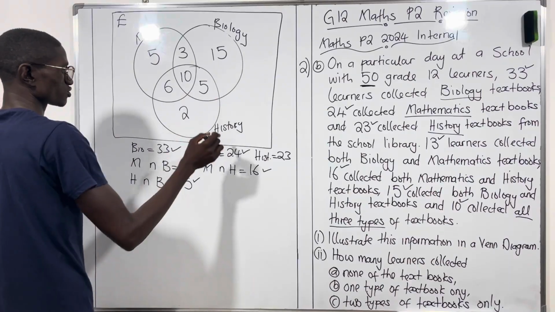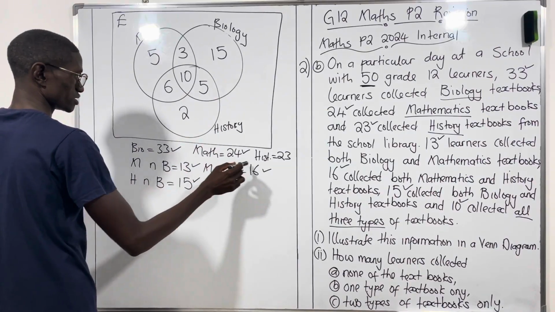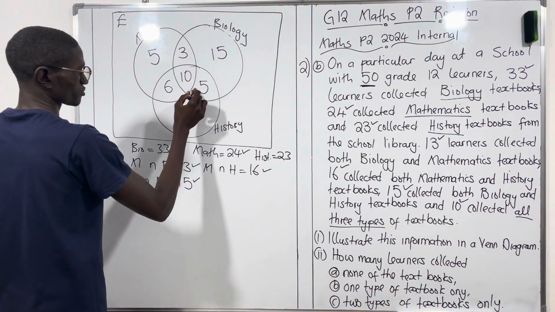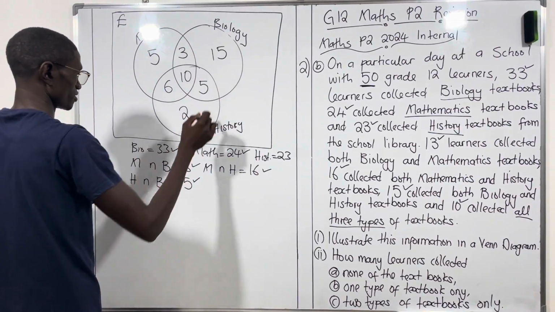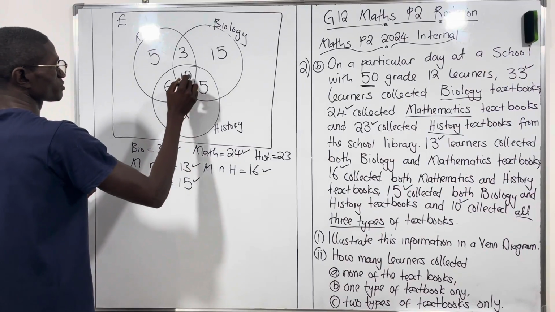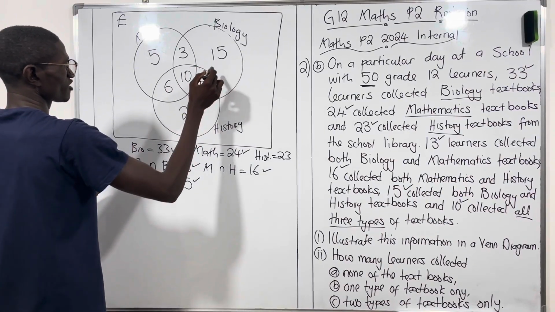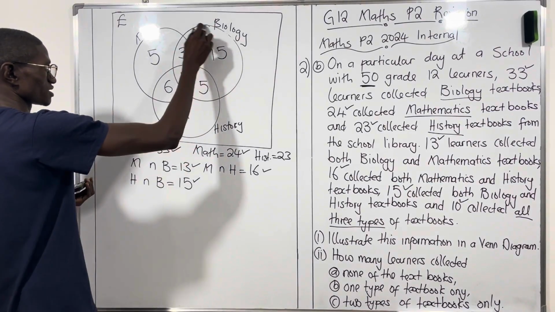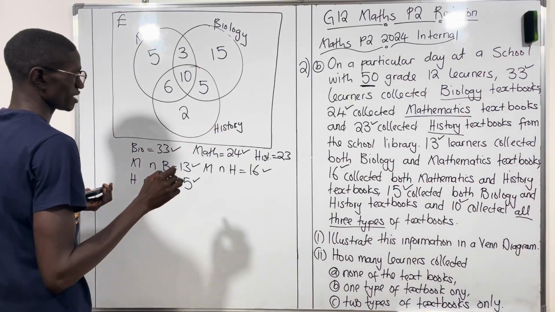You come to this one, history. What's the total for history? History is right there. It's supposed to be 23. So 10 plus, no, this is biology, by the way. Sorry. Biology is supposed to be 33, the total. So 10 plus 15 is 25. 25 plus 5 is 30. 30 plus 3, 33. Meaning this set, all the values are correctly plugged in.